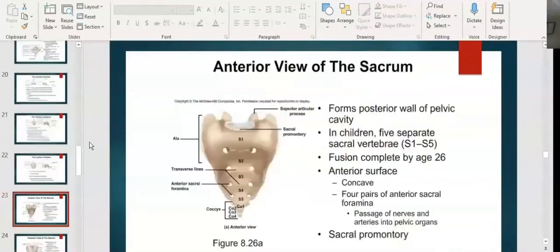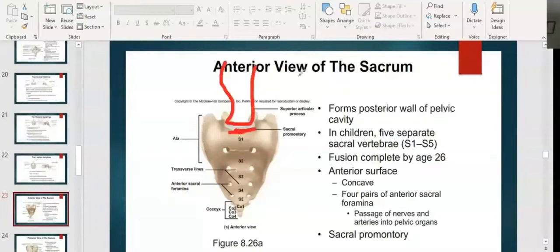This is the anterior view of the sacrum where you can see tiny holes. They are called foramina. Since this is the anterior view, these are the anterior sacral foramina, as you can see right here. There are grooves communicating each one of the foramina. These are the transverse lines or transverse ridges. On this side, you have the ala. And right here, the top is the sacral promontory.